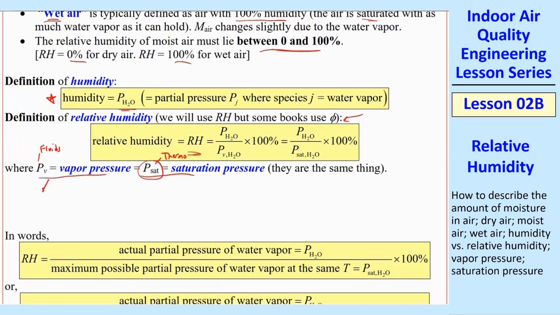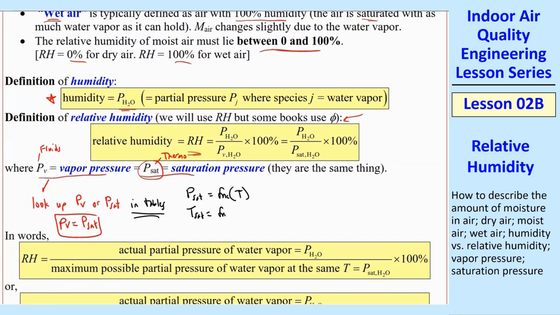Where do we get these? We look up PV or PSAT in tables, and there's some online tables. They are also available on the website, which I'll show you in a second here. But PSAT is a function of temperature, or you can write TSAT is a function of pressure. So they're a function of each other. And generally, PSAT goes up as T goes up.